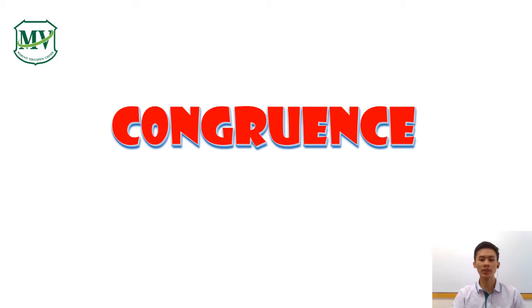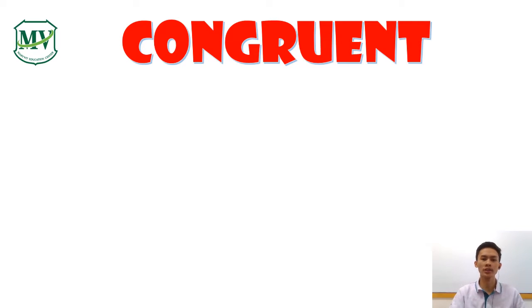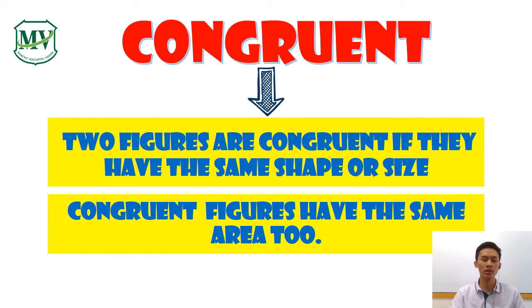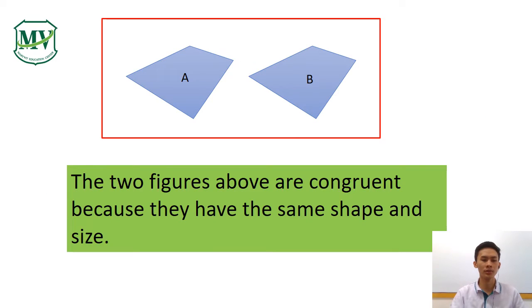Okay, so our topic for today is all about congruence. Congruence comes from the word congruent, which means two figures are congruent if they have the same shape or size. It also states that congruent figures have the same area too. So the two figures above are congruent because they have the same shape and size.